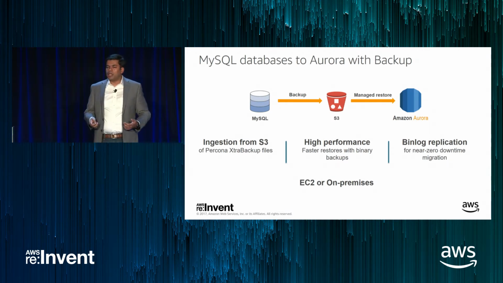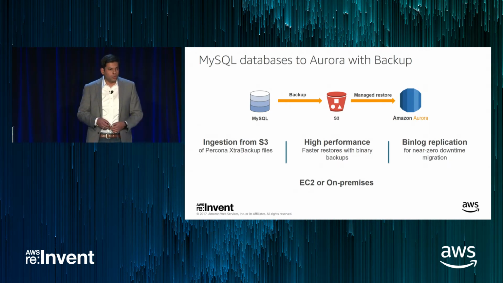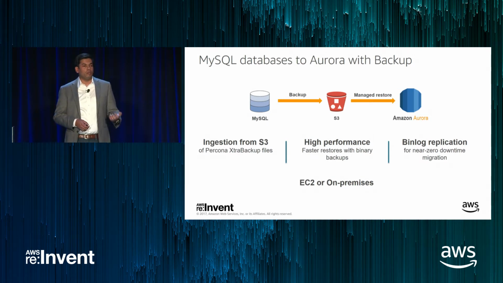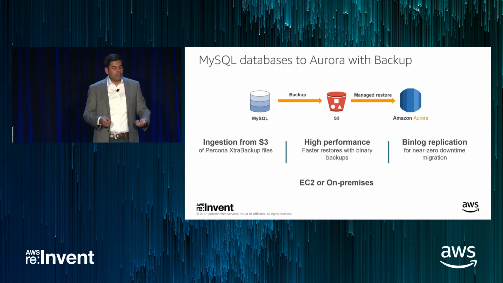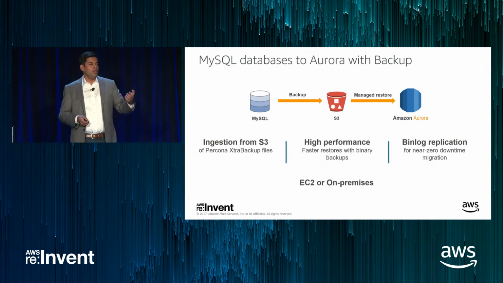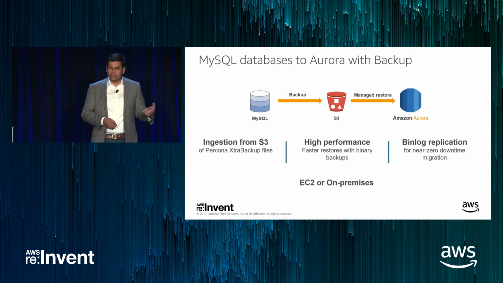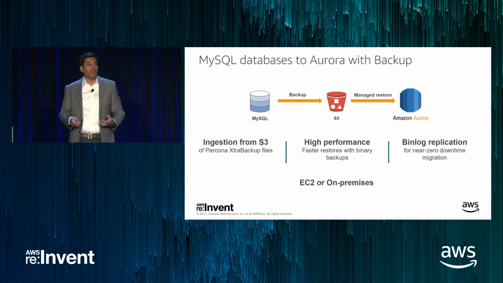So how can you take your backups? There are open source tools available, such as Percona XtraBackup. It will create a binary copy of your database. What that means is your migration is really high performance, because you don't have to take logical dumps and replay those statements on your target Amazon Aurora cluster. It's just a binary copy that gets restored in an Aurora cluster.